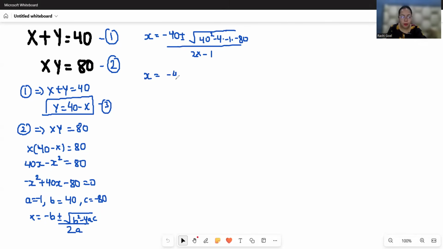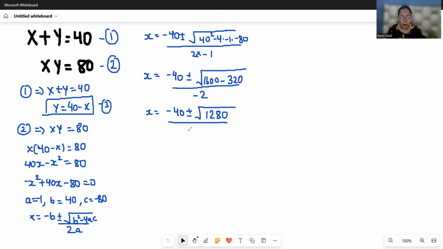So x equals minus 40 plus minus under root 40 square is 1600, and 4 times 1 times 80 is 320, but with a negative sign. Here in the denominator it's negative 2. So x equals negative 40 plus minus under root 1600 minus 320, which is 1280, by negative 2.